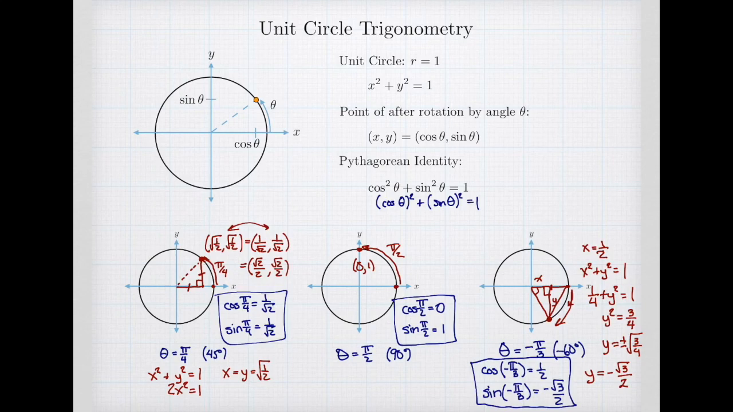Now, in high school, it's often taught on the unit circle to just memorize the angles of 30, 45, and 60 degrees all the way around the circle. I don't find this to be particularly helpful. It's more important that you understand how the unit circle is related and how the x and y coordinates can be found from the equation x squared plus y squared equals 1.